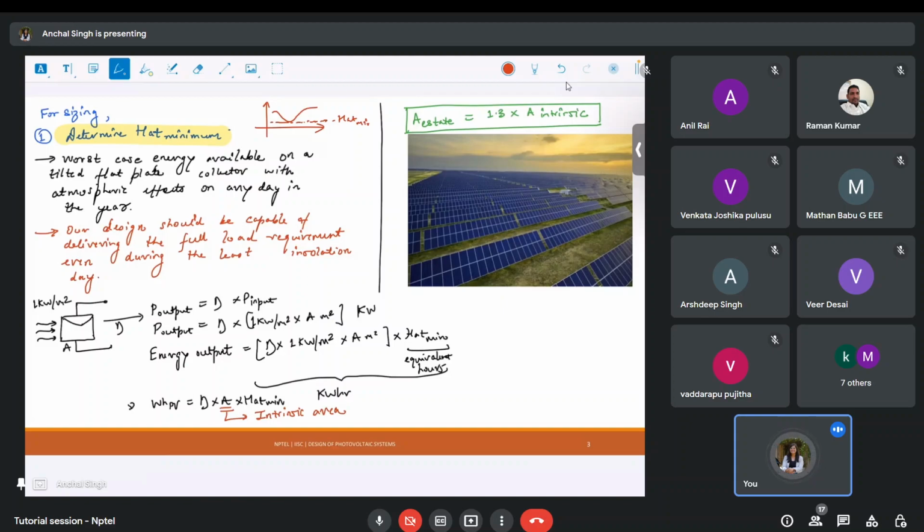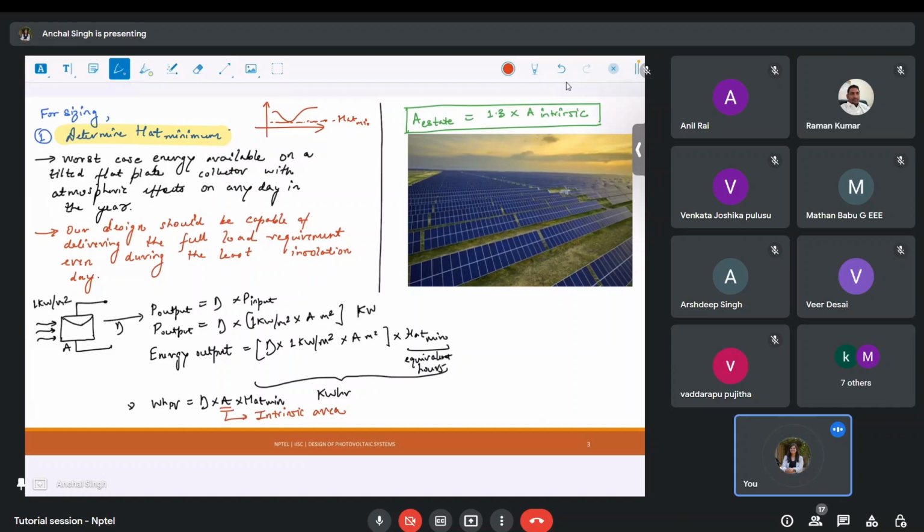Now, what is the significance of that HAT minimum? This HAT minimum is the minimum energy that is available on any kind of tilted flat plate collector, considering atmospheric effects, in 1 day in any of the year. That means throughout the year, this is the minimum energy that my flat plate is going to get. So if I am designing my system according to this minimum value, then my system will always be generating more than this, right? So when I am designing, I have to design for the worst case.